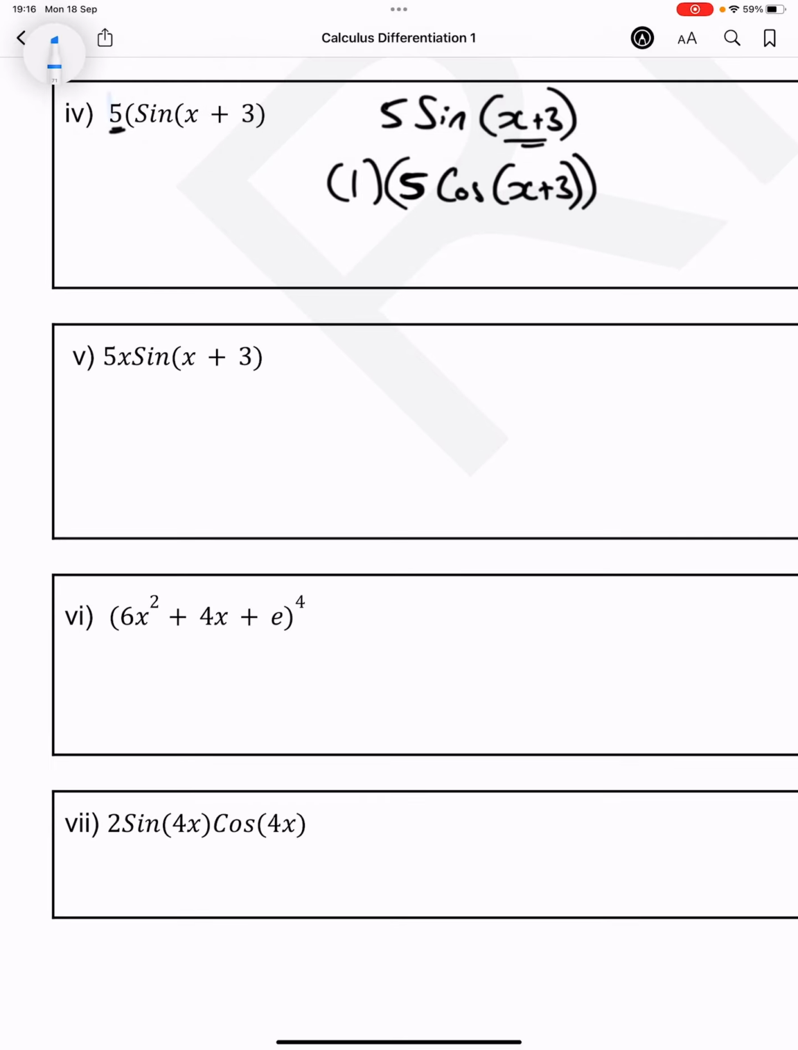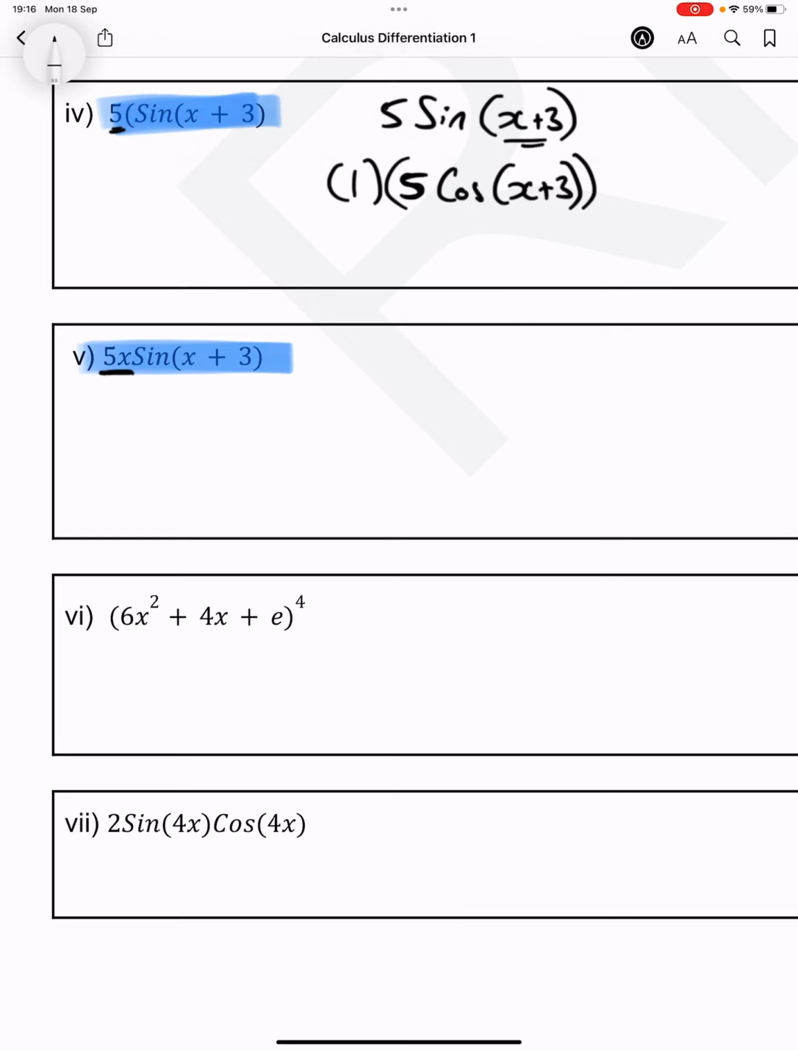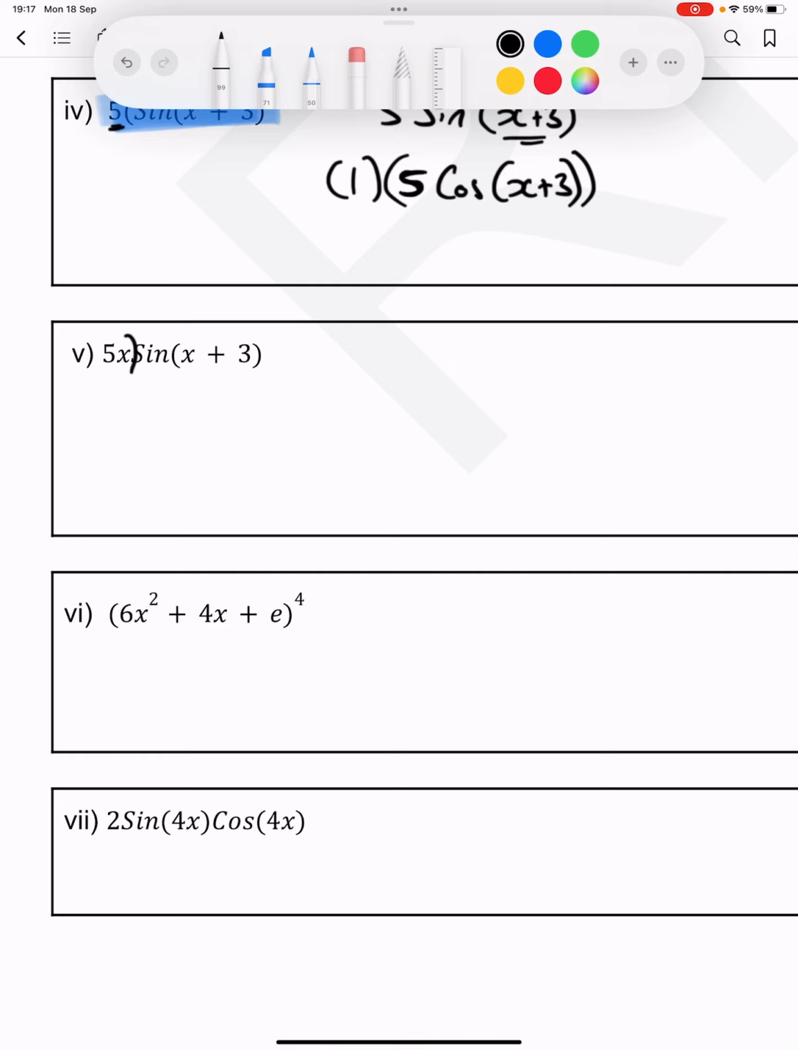So this one here and this one here are very different for one particular reason. It's that there's an x here. So the 5x times sine x plus 3. Well, I need us to understand that if there's an x here, if there's a variable, then this is a function by itself. So the addition of the x there means it's its own function.